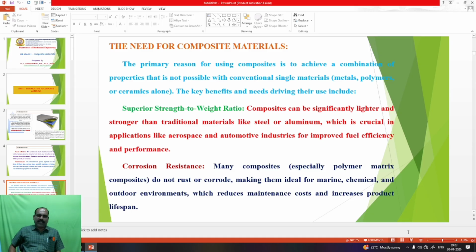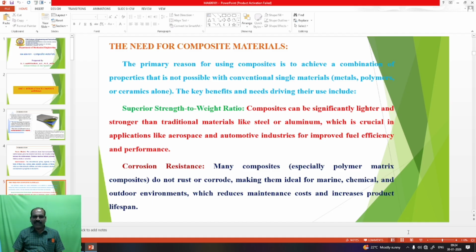The need for composite materials. The primary reason for using composite materials is to achieve a combination of properties that is not possible with conventional single materials like metals, polymers and ceramics. The key benefits driving their use include superior strength to weight ratio. That means composite materials can be significantly lighter and stronger than traditional materials like steel or aluminium, which is crucial in applications like aerospace and automotive industries for improved fuel efficiency and performance.